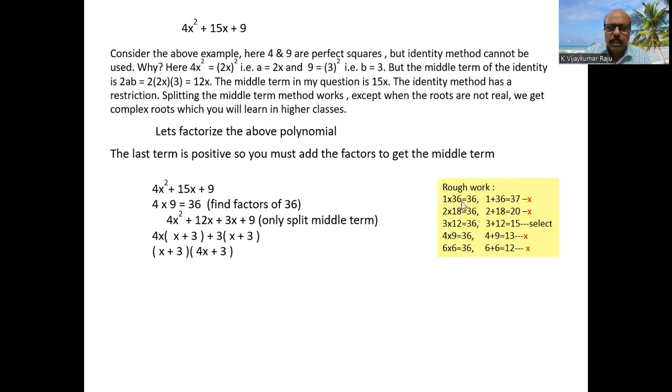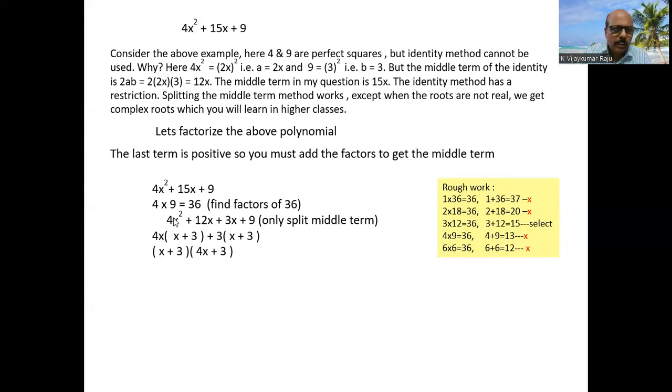1 into 36 is 36. 1 plus 36 is 37. We want 15, so this doesn't work. 2 18s are 36. 2 plus 18 is 20. Again, not possible. 3 into 12 is 36. 3 plus 12 is 15. It's correct. 4 nines are 36. 4 plus 9 is 13. No, it doesn't work. 6 sixes are 36. 6 plus 6 is 12. So for us, the factors which we need are 3 and 12.